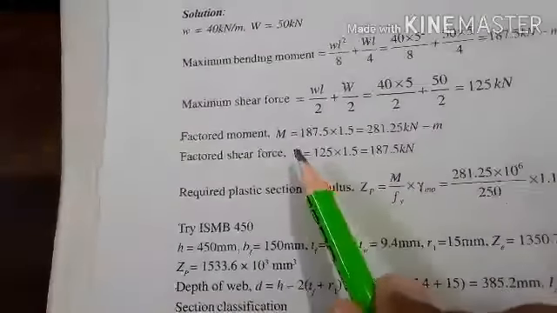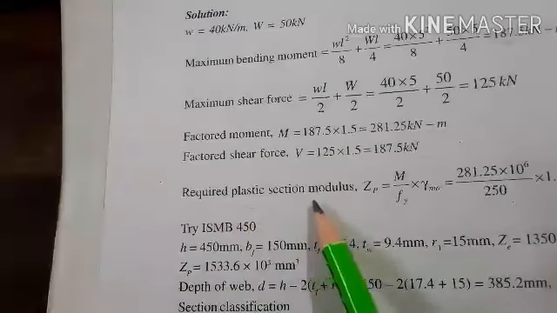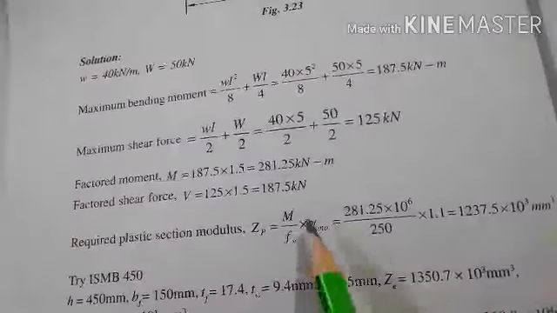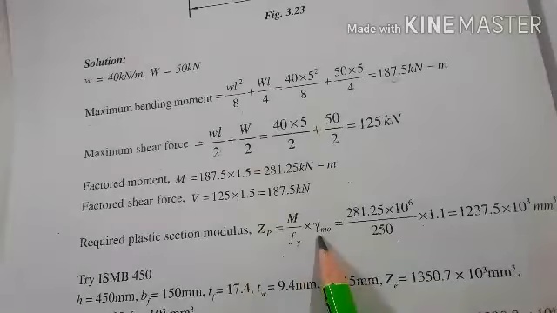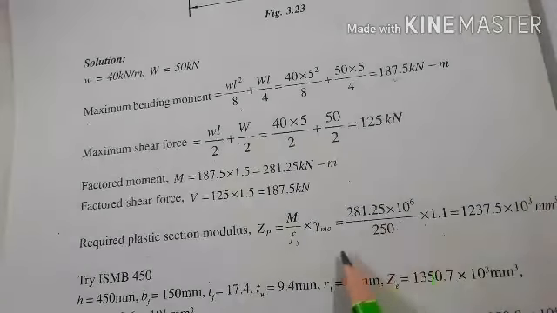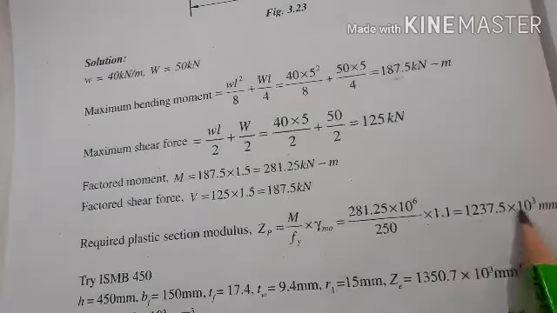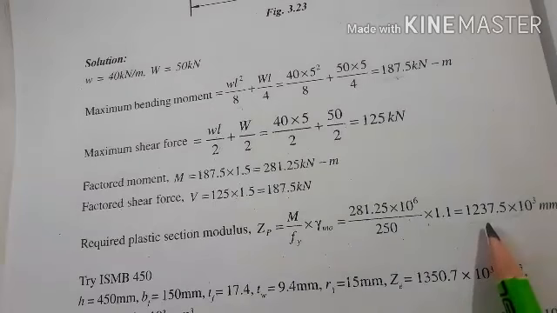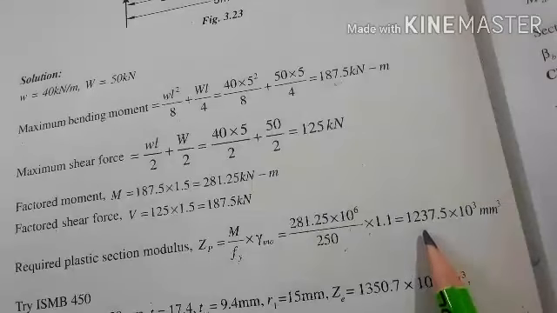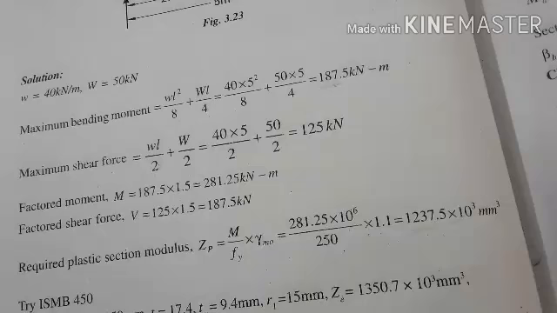Then once we get the bending moment as well as the shear force, let us calculate the required plastic section modulus, that is Zp. This is the required plastic section modulus, M divided by fy into gamma m0. So M already calculated, substitute here. Then divided by fy into 10 to the 6 into 1.1. We get this much as the plastic section modulus required, 1237.5 into 10 to the 3 millimeter cube, which represents the strength of the section.